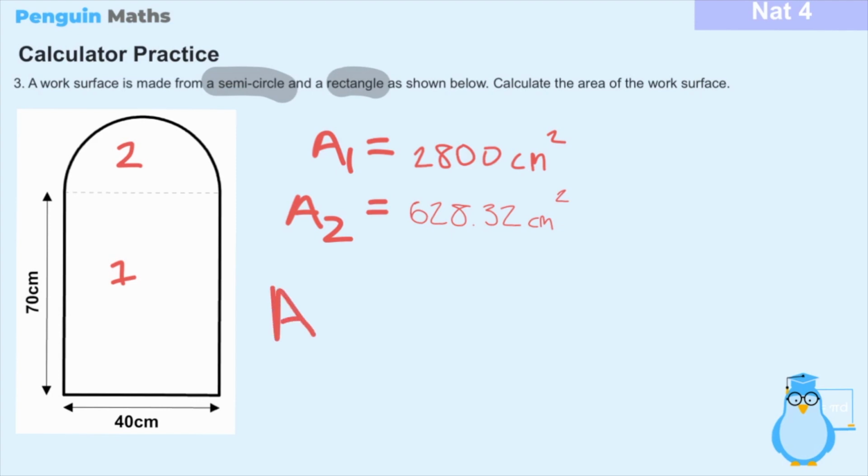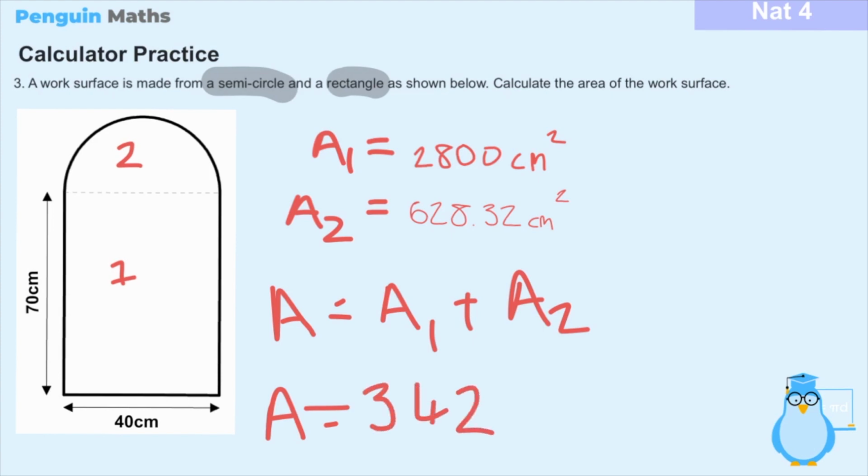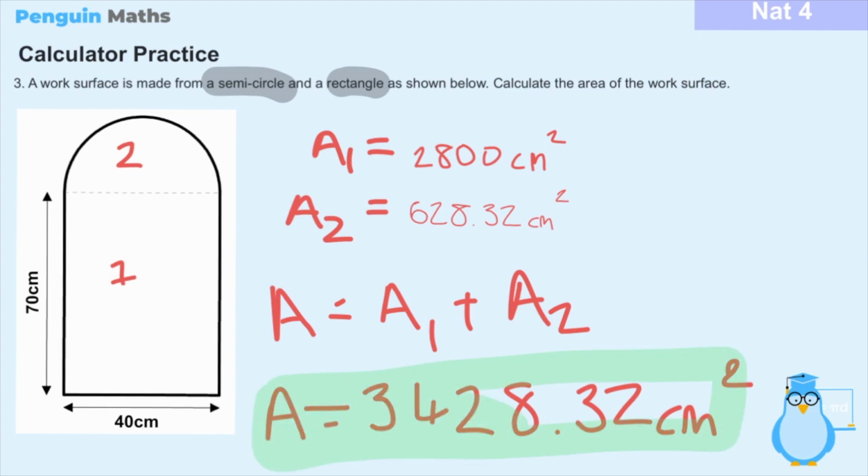To get the total area, all we have to do is add A1 and A2 together, and doing so into our calculator, we should get an answer of around 3428.32 centimeters squared. So again, just to recap, what we did was first of all calculate the area of the rectangle, calculate the area of the semicircle, add both of them together, and that gave us the total area for this shape.